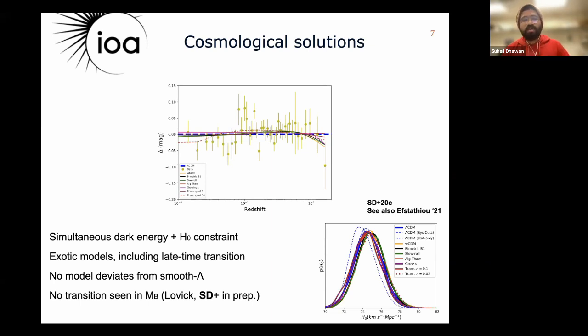In addition, some work that is being led by my student Toby Lovick in Cambridge is also finding that within this covariant analysis, there are no strong deviations seen in the transition in the absolute luminosity of type 1a supernovae themselves, so the capital M_B value. So it's interesting that when we take the late time cosmologies, they all seem to suggest a high H0 independent of their model description.